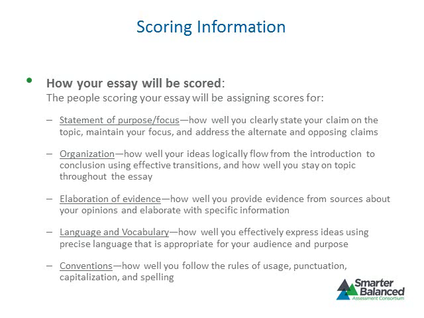To help students focus their writing, the performance task also provides detailed information about the aspects of their writing that will be scored. In this example, 5 aspects of writing are described, including the statement of purpose, organization, elaboration of evidence, language and vocabulary use, and writing conventions. Each of these aspects is associated with 1 or more assessment target.